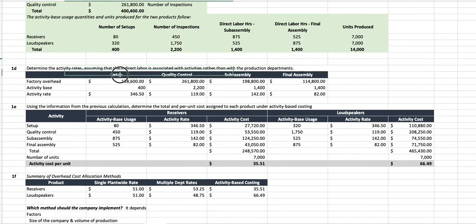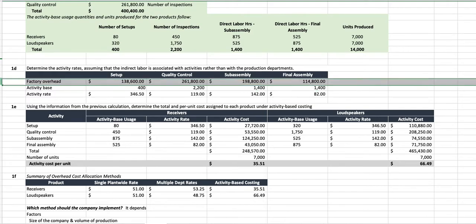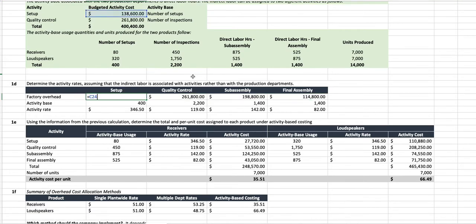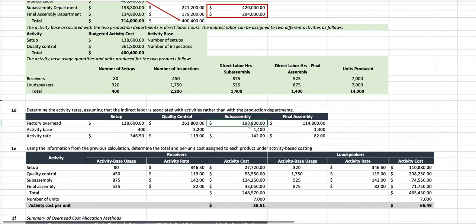So we have setup, quality control, which is our inspections, subassembly, and final assembly. And you can see that up here. We have number of setups, number of inspections, subassembly, and final assembly. Now we want to look at the activity base. Oh, I'm so sorry, I forgot to mention, let me scroll up, that these costs, the 138, that was given to us up here. And so was the 261, the 198 we got very early in the process, and that was up here. And the final assembly, same thing.